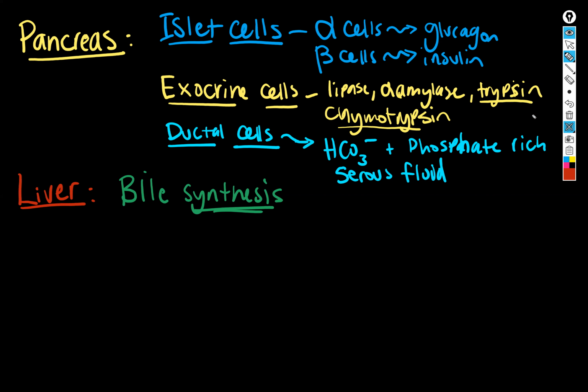Okay, so biosynthesis is one, and then we have the hepatocytes doing all kinds of other stuff. So urea cycle, it's going to turn ammonia into urea.